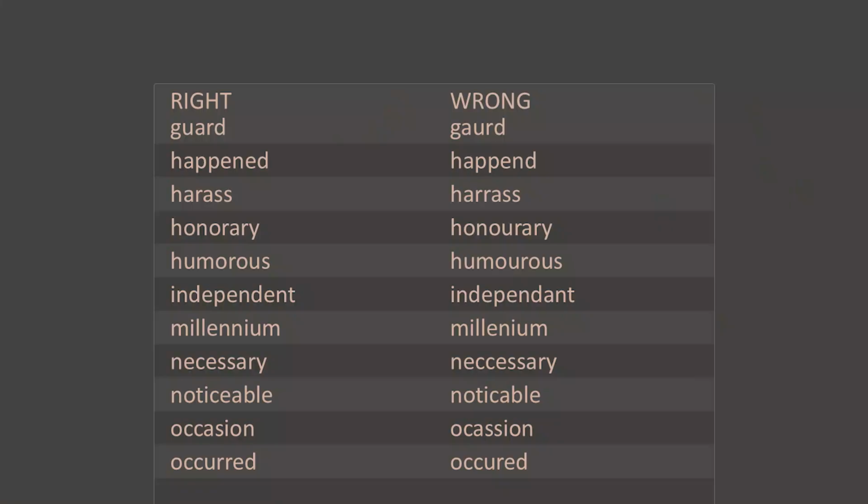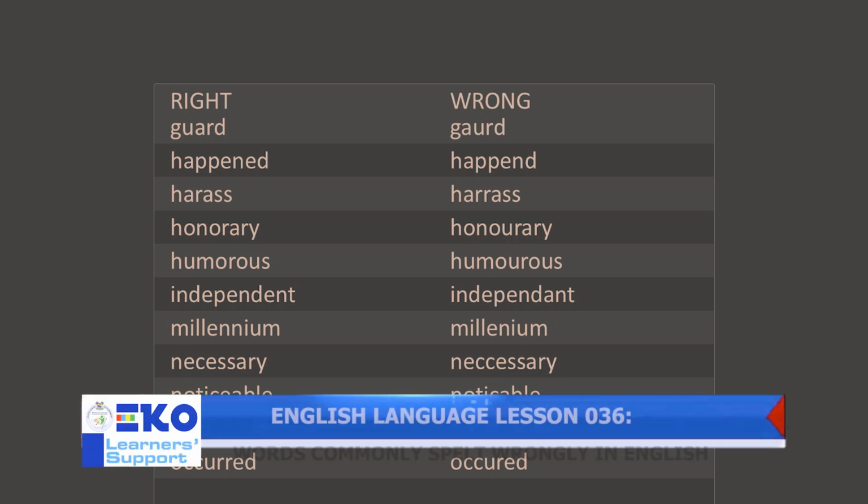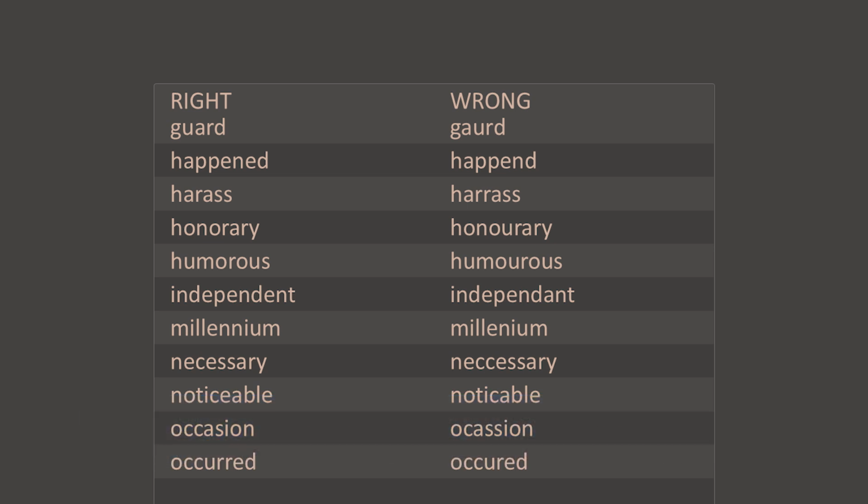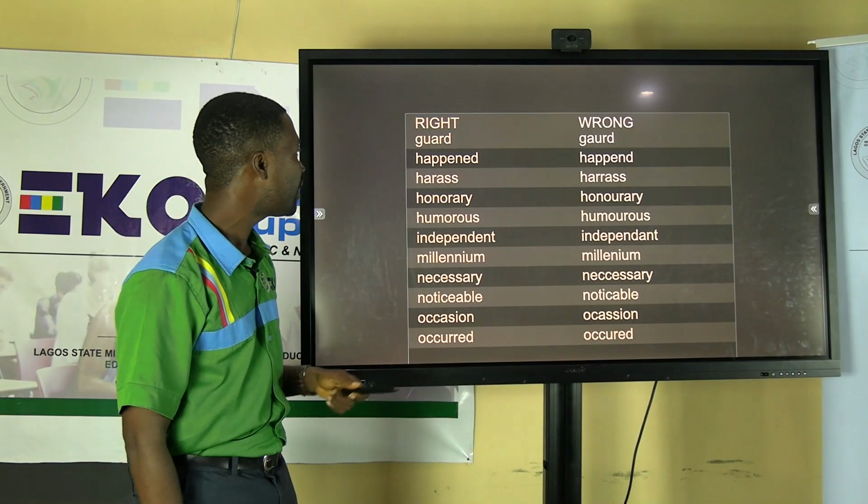We have the word guard. Guard is spelled with U-A, not A-U. We have the word happen. Happen is spelled H-A-P-P-E-N, not H-A-P-P-E-N-D. No, that's the wrong way.